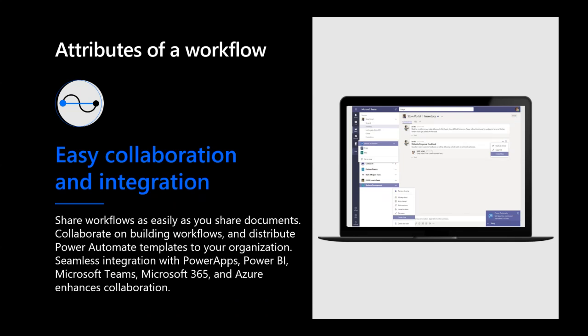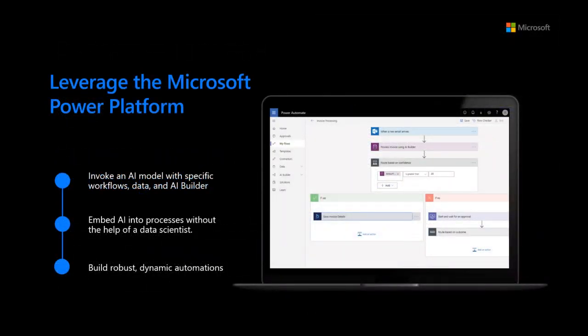You can also use Power Automate for easy collaboration and integration. So you can share workflows as easily as you share documents. You can collaborate on building workflows with other members of your team and distribute templates to other members of your organization. And of course, Power Automate works seamlessly with other Power Platform applications such as Power Apps, Power BI, and other parts of Microsoft's cloud strategy like Microsoft Teams and Azure. So all that will enhance the collaboration of Power Automate.